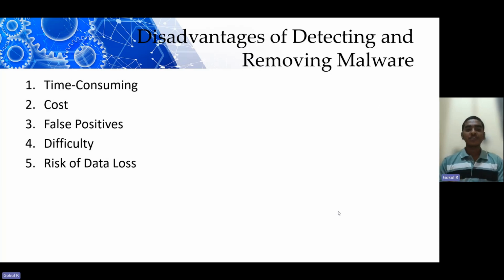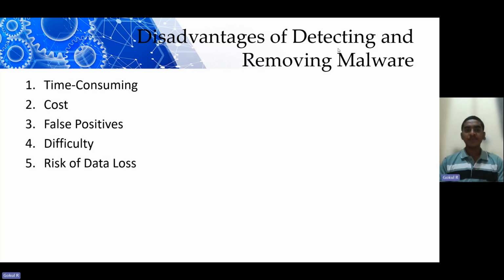The next disadvantage is cost. Antivirus software and the other tools required to detect and remove malware can be too expensive for individuals and organizations. We need to spend a large amount of money on removing the malware.